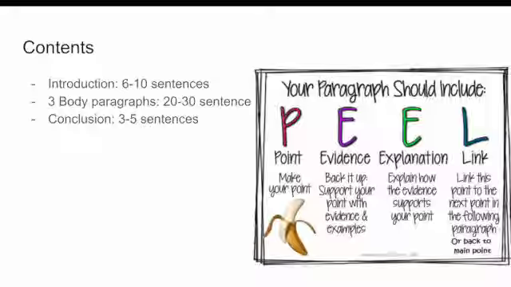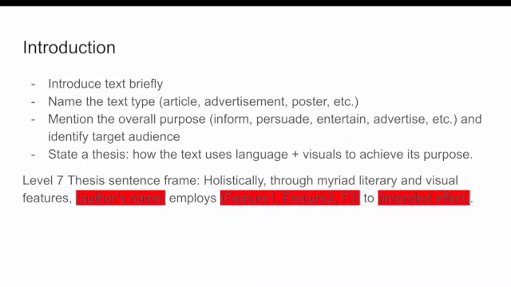But I'll walk you through the specific structure that got me a 7 in IB English, and I'll take you through an example of a past exam paper and the paragraphs that I wrote for that exam paper that got me a 7 on one of my summative assessments. So, let's start with the introduction.